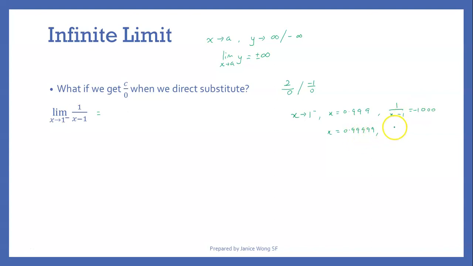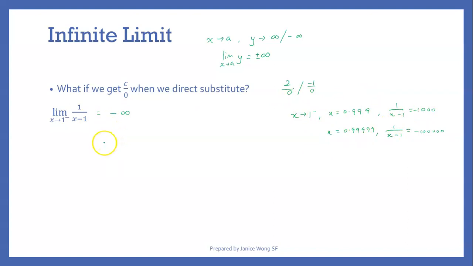Let's substitute another value, which is closer to 1 from the left-hand side. Substitute x equals 0.99999 into the expression here. For this case, you will get negative 100,000. So what does it indicate? It means when x is approaching 1 negative, 1 over x minus 1 will be approaching a very small figure, which is negative infinity. So the answer for this must be negative infinity. However, how do we do it without having this being shown? You shouldn't show this. So how do we do this?